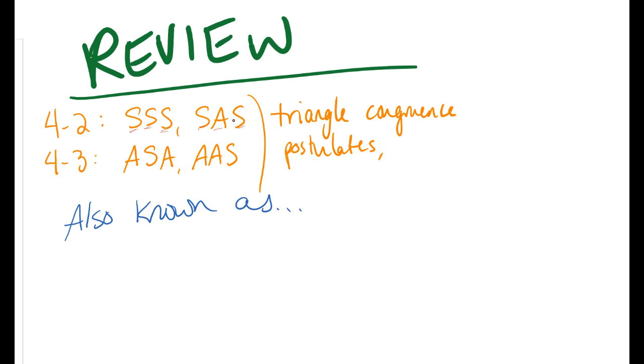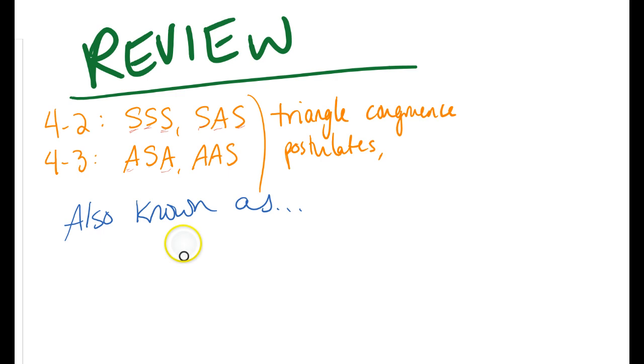So 4-3 is going to talk about these 3 things. If we have an angle, a side, and an angle, and I have to be able to point to these in this order, and I'll show you more of that as we go along. Angle, side, angle, or angle, angle, side. These are theorems and postulates that can prove your entire triangle is congruent.